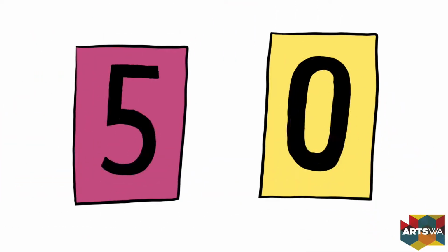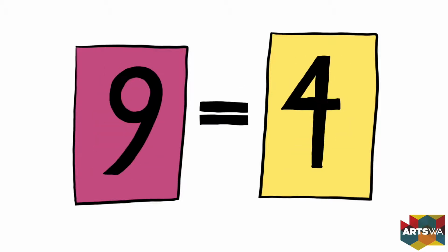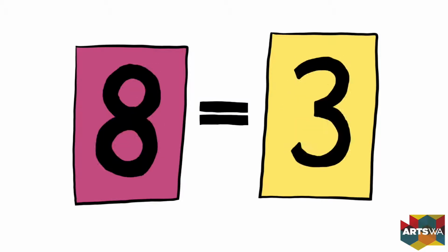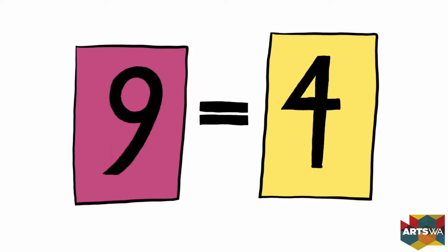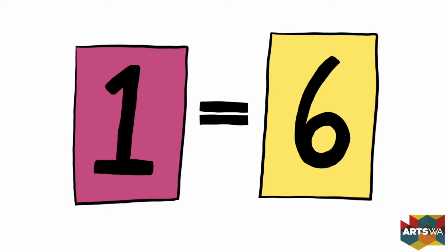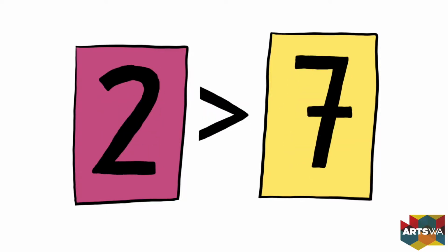Working together, students can compare the different values of numbers using levels. A magenta card on the left, a yellow one on the right. Numbers flash by inside. Between them, the greater than, less than, and equal signs change with the values.